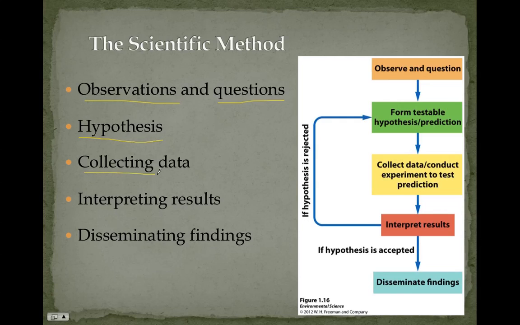You're going to then collect data. Really, there's technically a step in between: you design an experiment. After you design a controlled experiment, you would collect data. From that, you would then interpret your results, and then you would share your findings with other scientists, and then they would critique them and question them as well. And so figure 1.16 is a very important diagram, and this is the process, a good flow chart for you to look at.